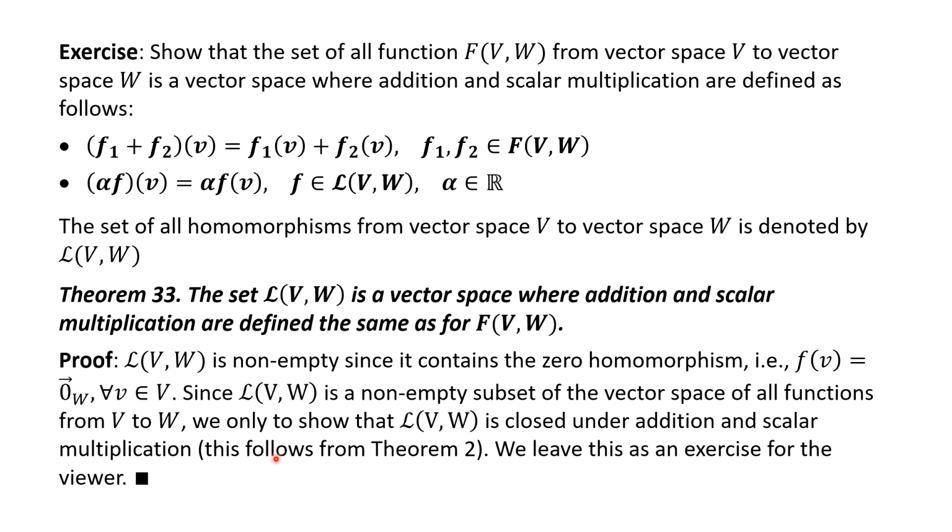subspace. So in order to do that, we can use theorem 2, which says that if a non-empty subset of a vector space is closed under vector addition and scalar multiplication, then it's also a vector space. And so we only need to show that L of V, W is non-empty in order to make use of theorem 2. And that's true because we know the zero homomorphism is in the set. So we know it's not empty. And now the task is just showing closure for the elements of L of V, W. And that's what I'll leave as an exercise.